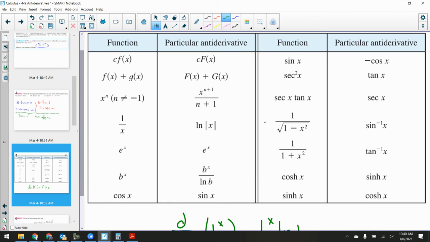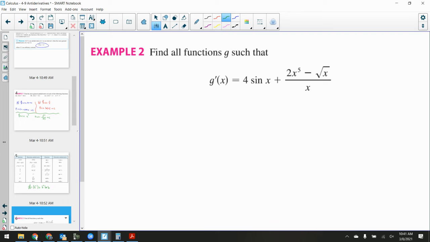These are very special cases here and here. 1 over the square root of 1 minus x squared is inverse sine. 1 over 1 plus x squared is inverse tangent. Okay. All right, so find all functions g such that g prime is 4 sine x plus 2 x to the 5th minus the square root of x, all divided by x.